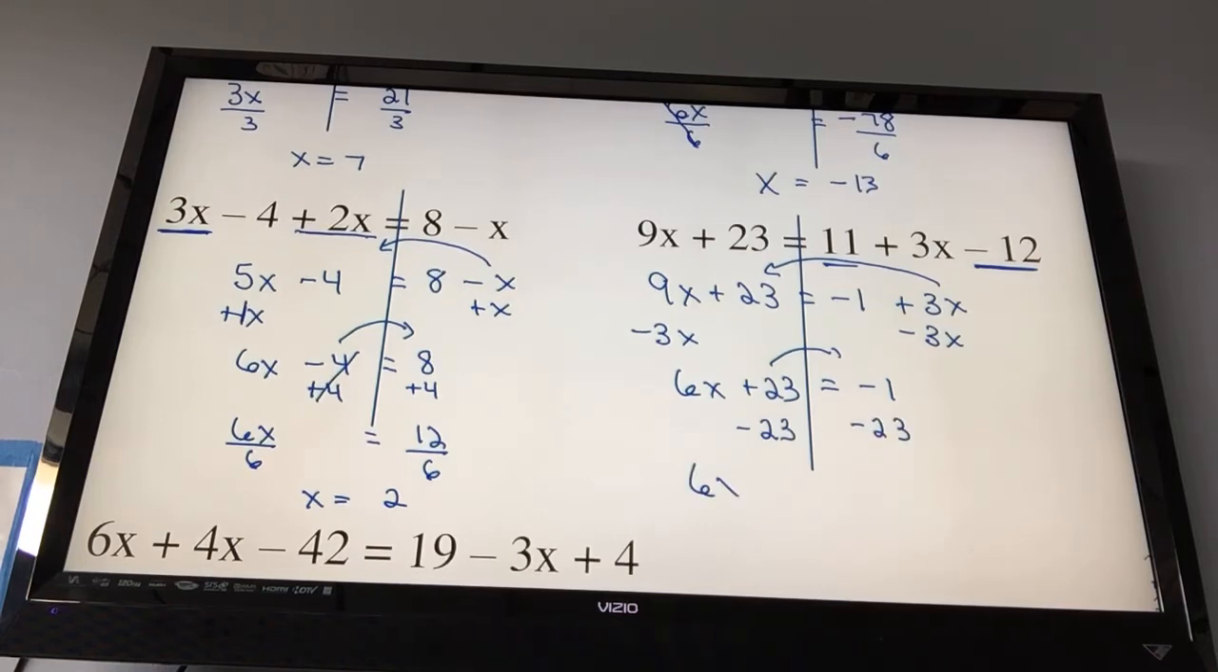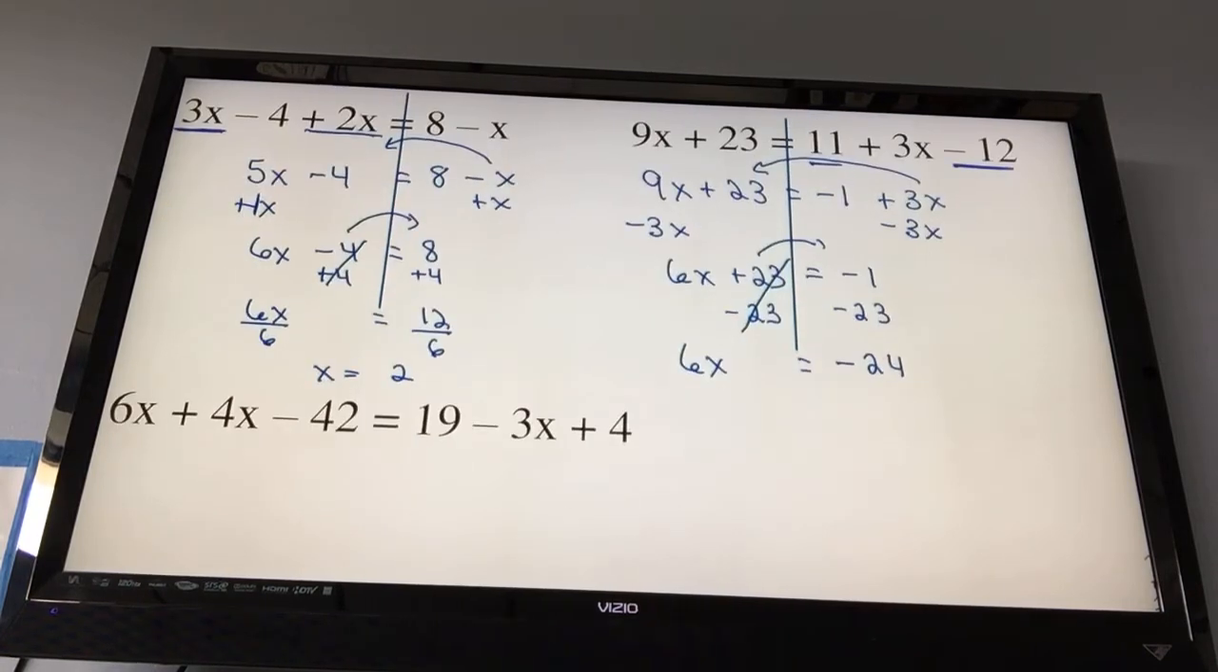So 6x comes down, cancels out. Into my calculator goes negative 1 minus 23, just like it reads, which should give you on your calculator negative 24. Divide by 6. Divide by 6. And x equals negative 4.